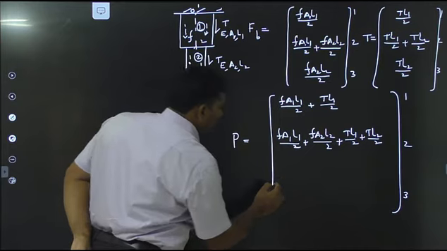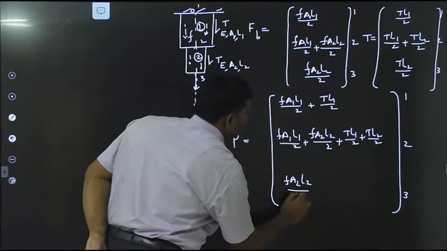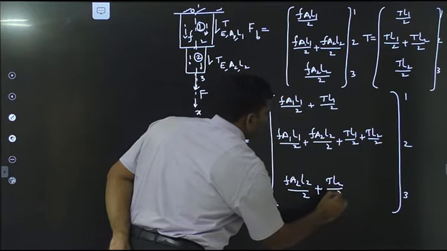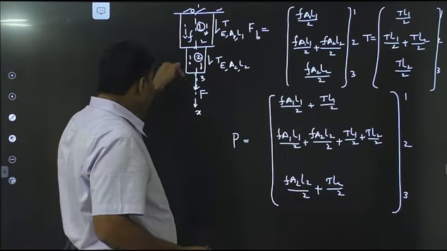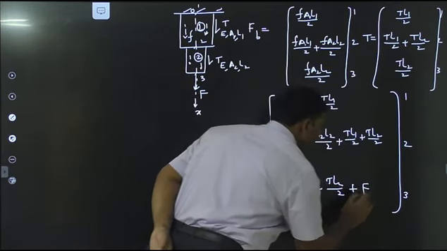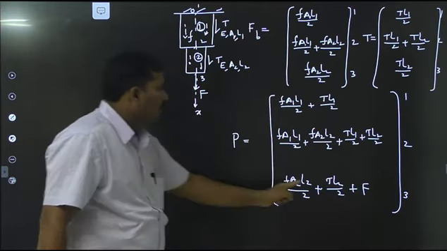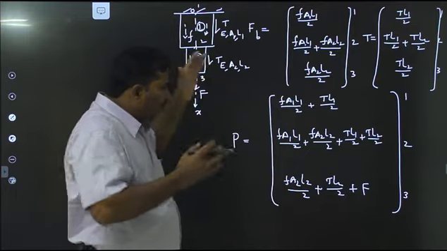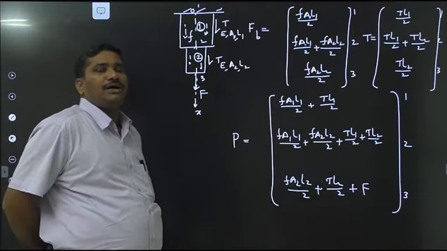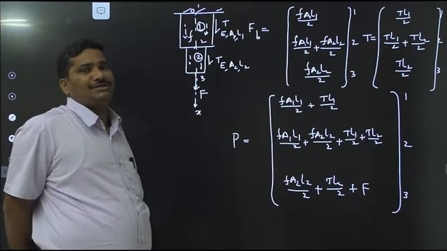Simply, what do you get? F A2 L2 by 2 plus T L2 by 2, plus, at node 3, F is acting, therefore I put plus F. If F is acting at node 3 vertically upwards, then you put minus F. This is how one has to prepare the global load vector. The global load vector. Very, very important.